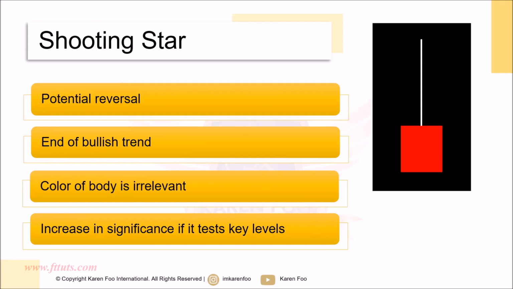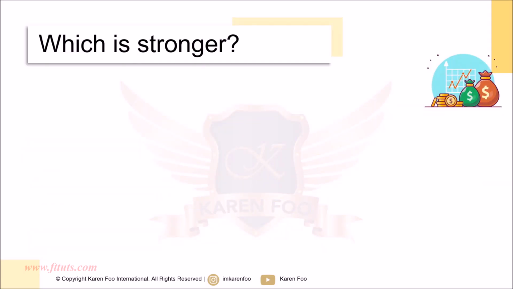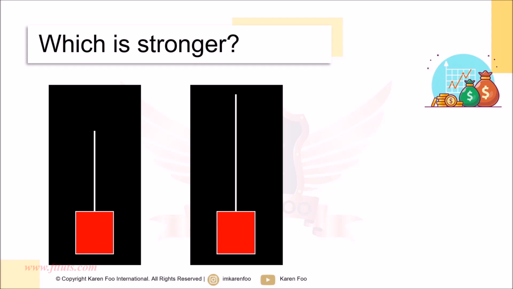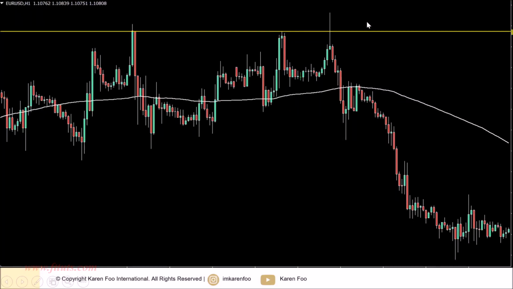If you see a perfect shooting star, but it occurs at a random place, then it's not going to be significant, okay? So if I ask you right now, which one is stronger, the first one or the second one? Definitely the second one, because you have a longer upper wick. Now, long and short is relative, so you need to look at the size of the candles in the previous sessions. If the candles are relatively short and then this one is really long, then this would have a very strong bearish implication.